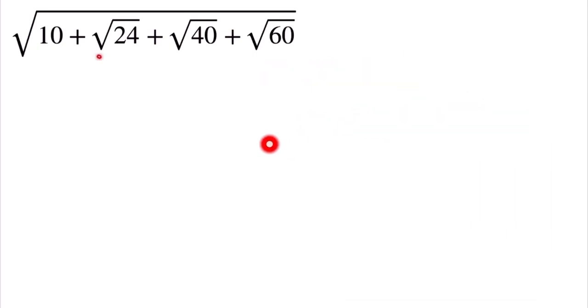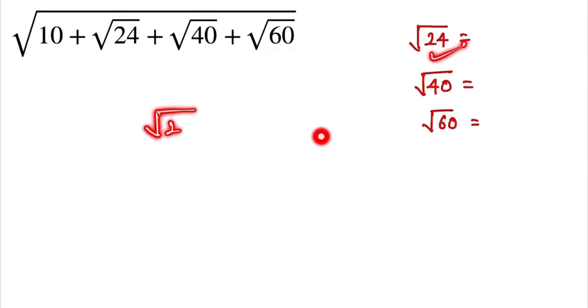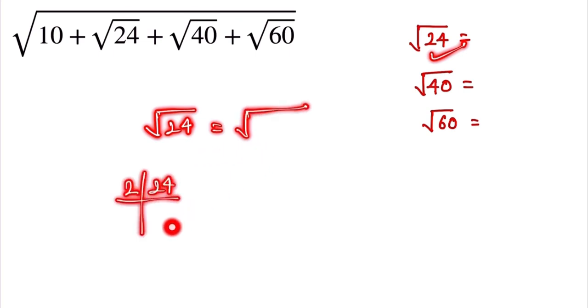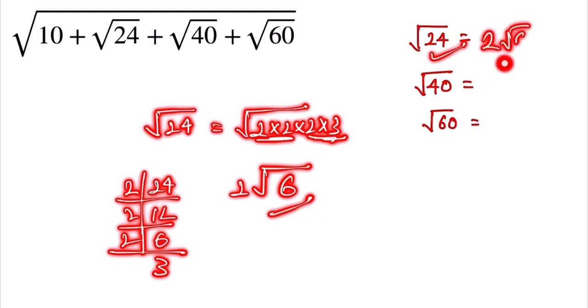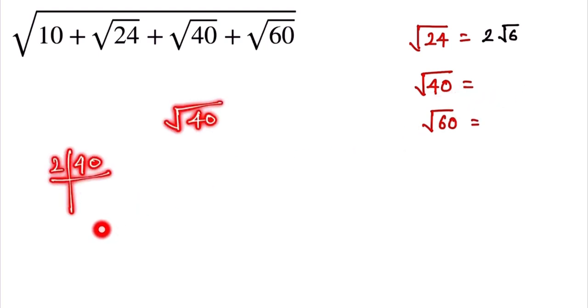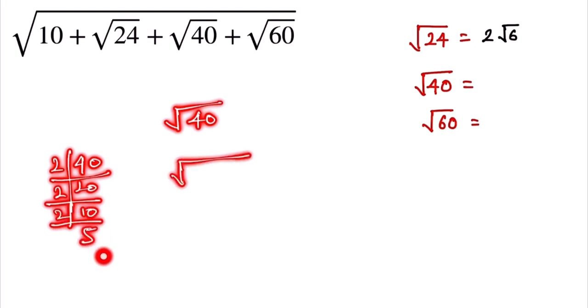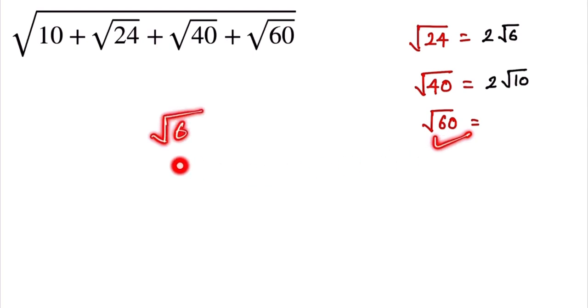For finding this solution, we notice this part of the question: square root of 24, square root of 40 and square root of 60. Square root of 24 can be broken down as 2 into 2 into 2 into 3, so a 2 comes out, and it can be written as 2 into square root of 6. And 40 we factorize as 2 into 2 into 2 into 5, so it can be written as 2 square root of 10.